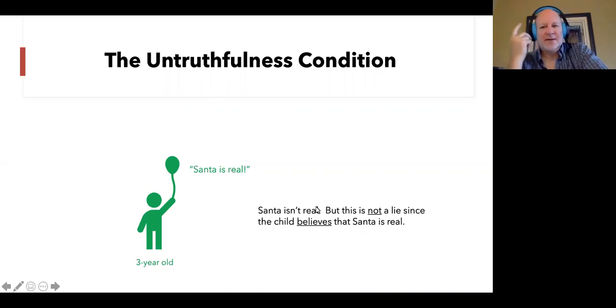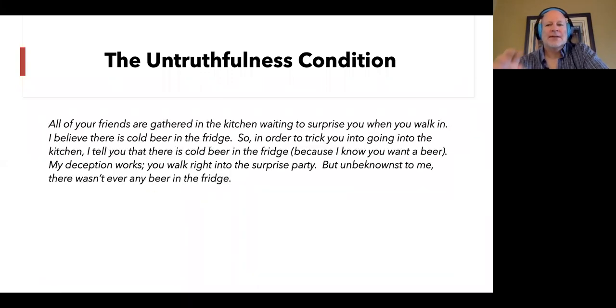And this should fit with your common sense pre-theoretical understanding of lying. If a 3-year-old walks up to you and says Santa is real, you probably don't think the kid is lying, right? And so the kid is saying something that isn't true, but that doesn't mean he or she is lying. Why? Because the kid believes that it's true, right? So you're only lying when you say the opposite of what you believe. And so this kid is just asserting what he or she believes. Therefore, there's no lie. It's not untruthful. Okay, let's amp up the complexity here a little bit.